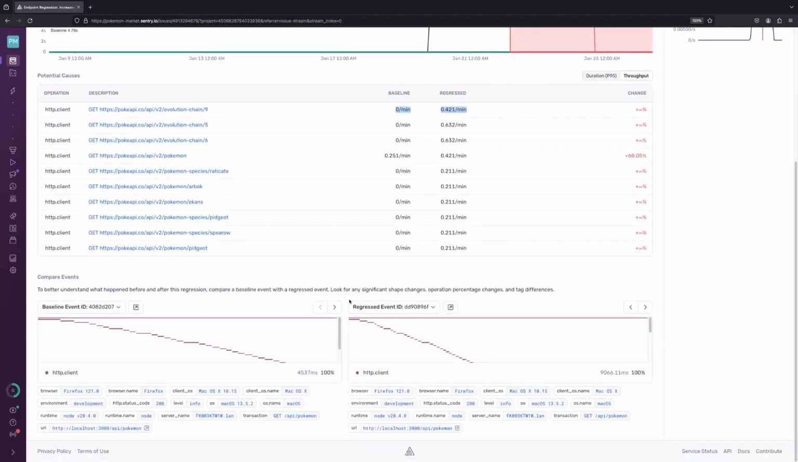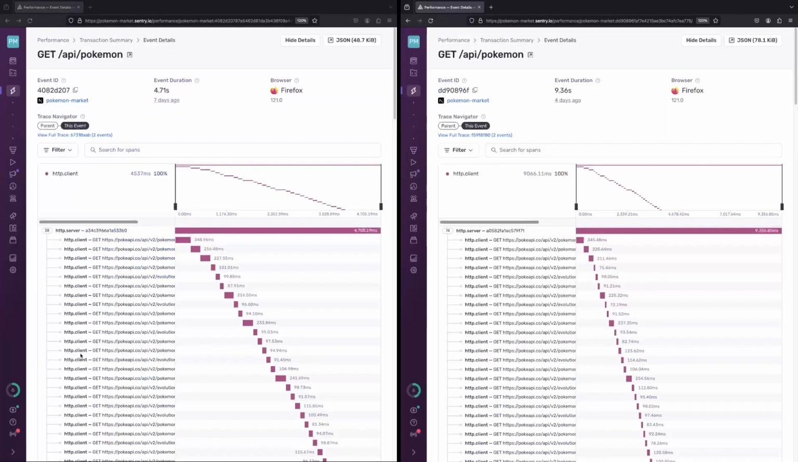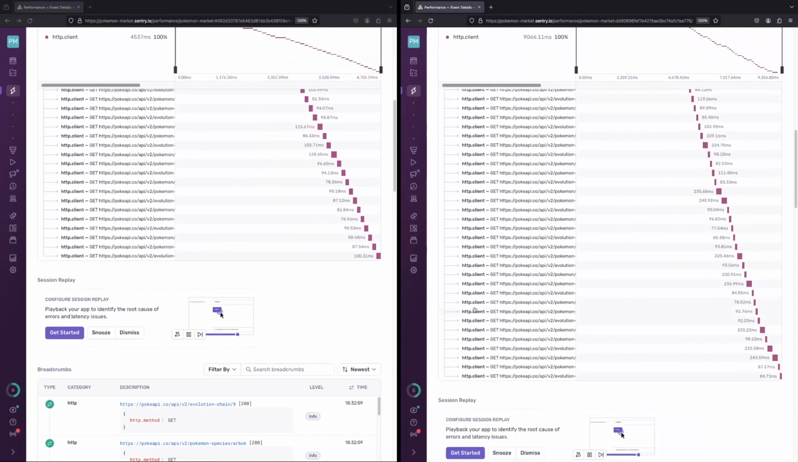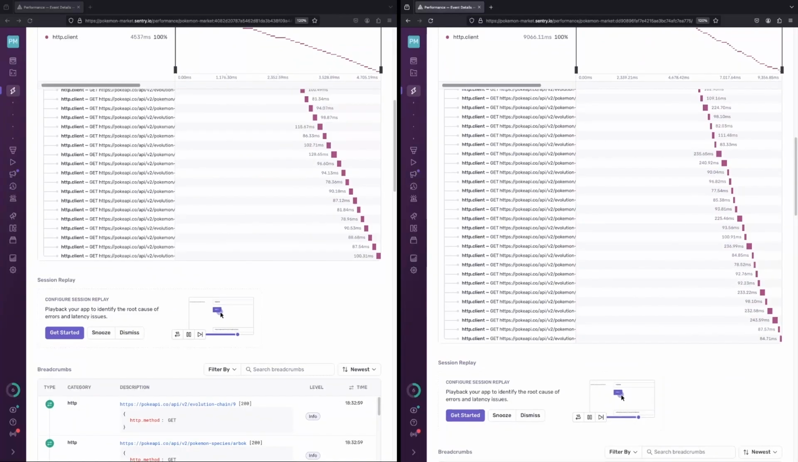Taking a look at the compare events, we can see that in the regressed events, there are significantly more spans when compared to the baseline event. Examining these two events side by side, we notice two things. One, there are nearly twice the number of spans in the regressed event, and two, the spans are fetching the Pokemon data sequentially.